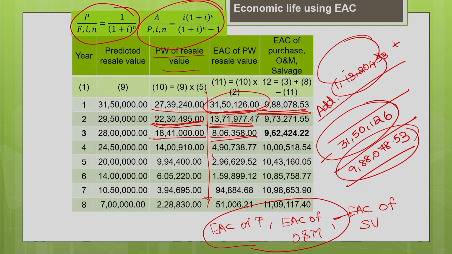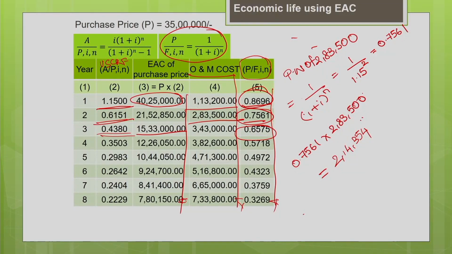Okay. So, let me summarize how we have done this table. First I have tabulated the uniform series capital recovery factor in the second column, you can see. Now, I am calculating the equivalent annual cost of the purchase price. How to calculate it? You know the capital recovery factor multiplied by the purchase price. The capital recovery factor is column number 2 multiplied by the purchase price 35 lakh, that gives you column number 3.